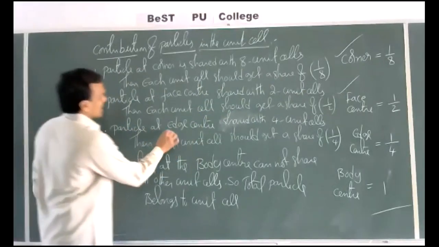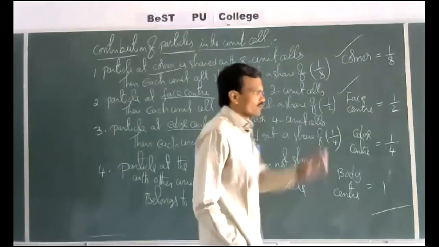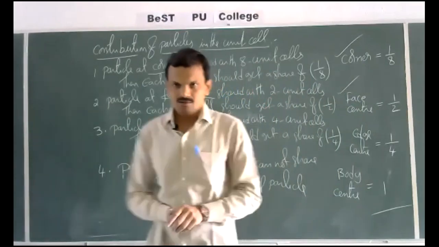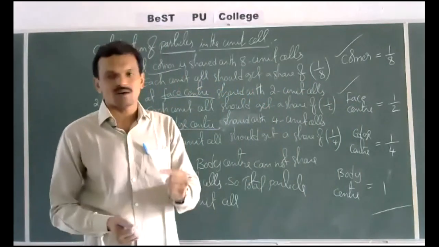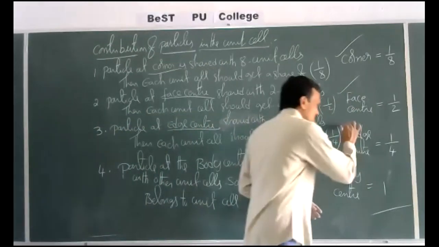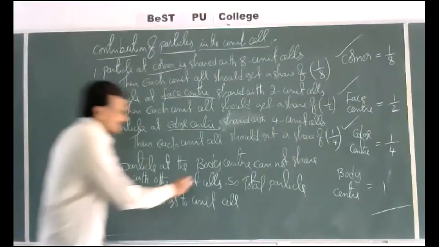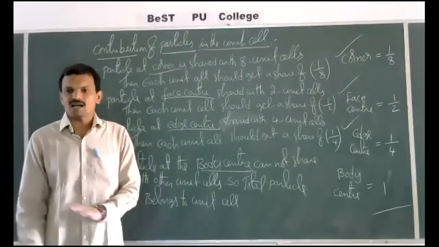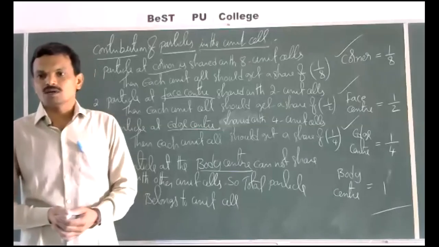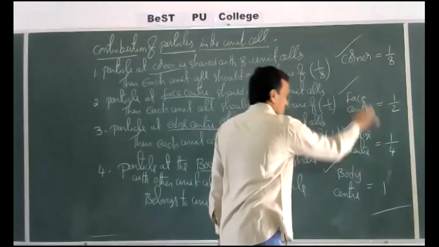Next, particle at the edge center. If a particle is present at the edge center, the edge center particle is shared with 4 unit cells. Then each unit cell should get a share of 1 by 4. So the contribution of the particle at the edge center is 1 by 4. If a particle is present at the body center, it is not shared with any other unit cells. So the total particle belongs to the unit cell only. So the contribution is 1. So just remember these 4 contributions.